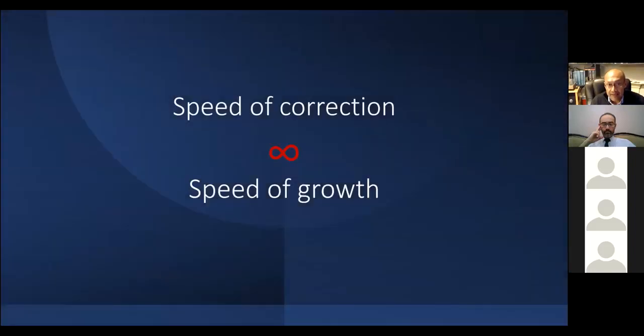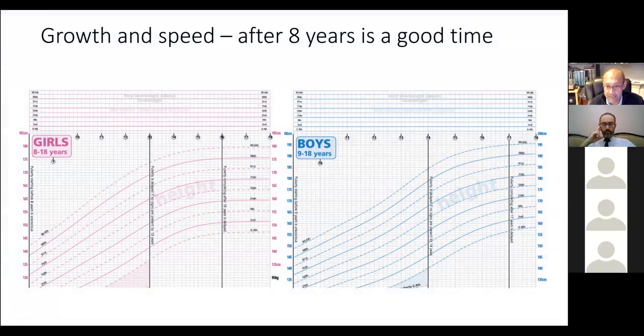Quite simply, the speed of correction is proportional to the speed of growth. So if you now look at the growth charts for boys and girls, you can see that there is an exponential rise in one part of their growth, and there is a plateauing in another part of their growth.